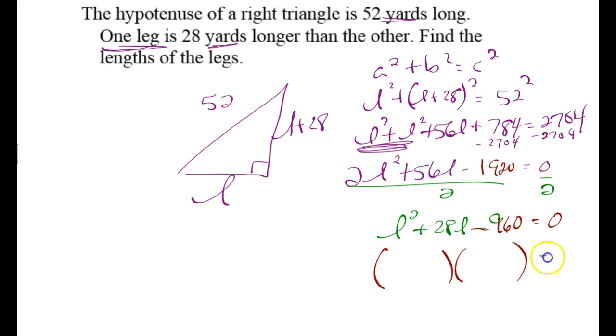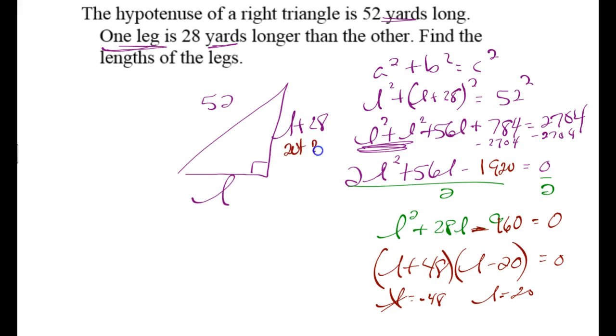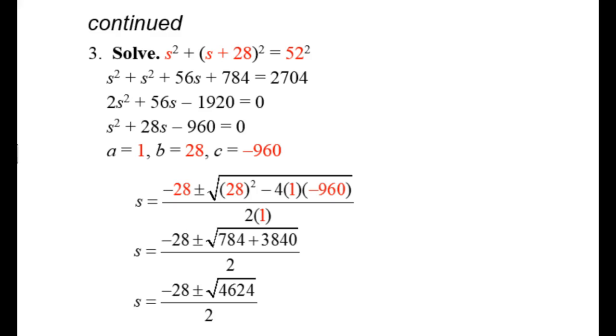And again, I would hunt around on the calculator and look for those. You know there are going to be two fairly large numbers. Turns out to be 48 and 20. Signs are different. The larger term is positive, x plus and L minus, but L equaling negative 48 once again does not make any sense. So I'll go with L equals 20, and 20 plus 28 will be the other. And again, it's just a coincidence that that's a negative 48. So the two lengths are 20 and 48.